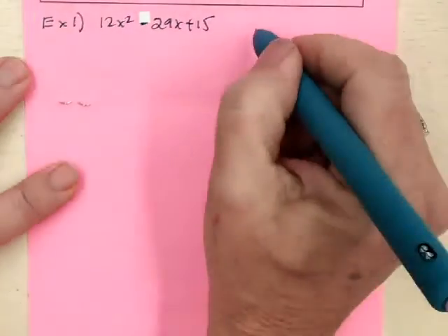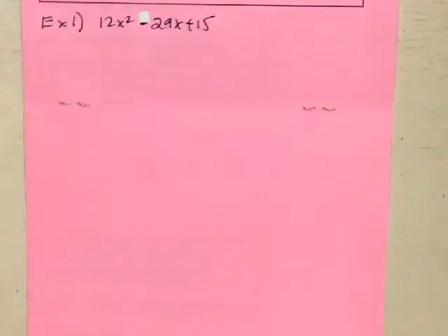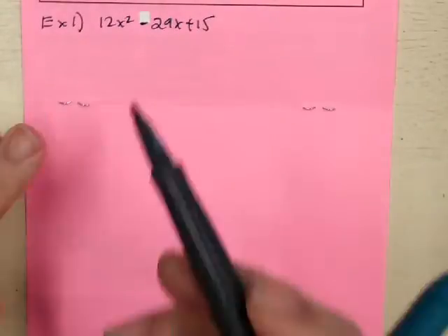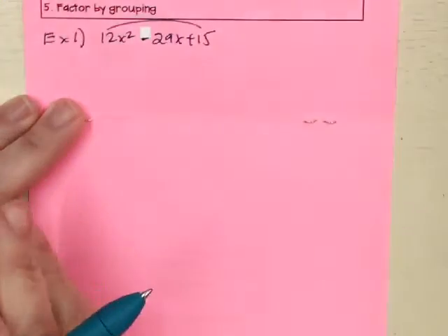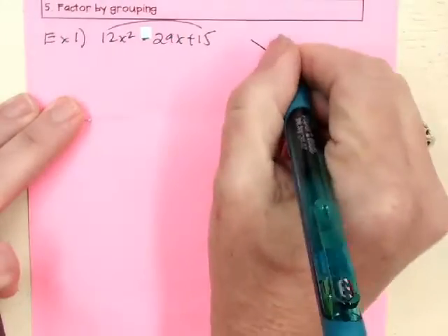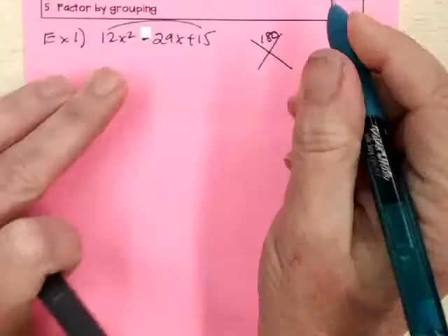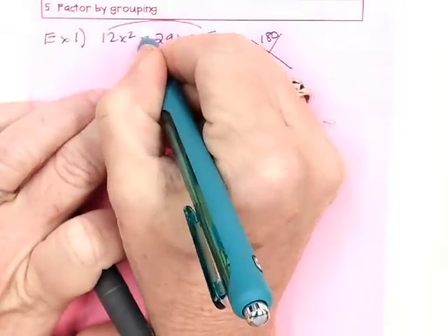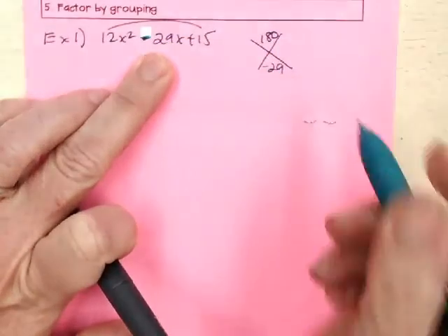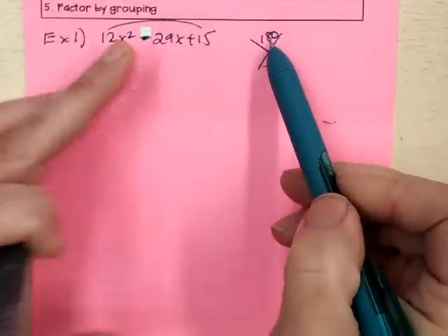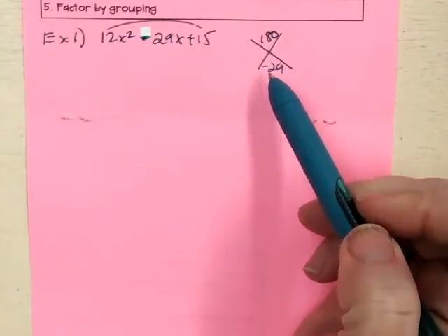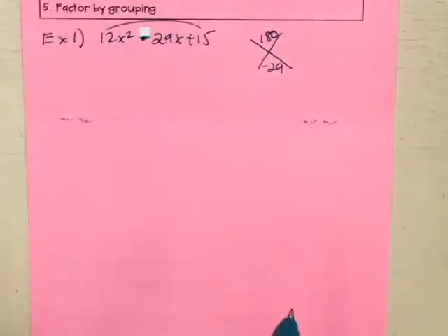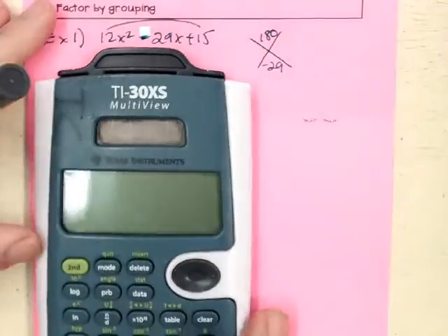So you're going to multiply. I'm going to use a different pen here so I can show you what I'm doing. I'm going to do this times this. 12 times 15 gives me 180. And my B term, that's a negative 29. So I want to find factors of 180, things that multiply to give me 180, and add to give me negative 29. So I don't remember if I did it in that video on the last one, but I'm going to show you this real quick.